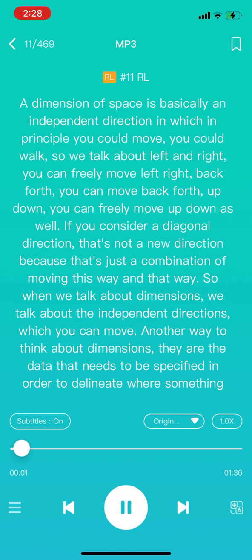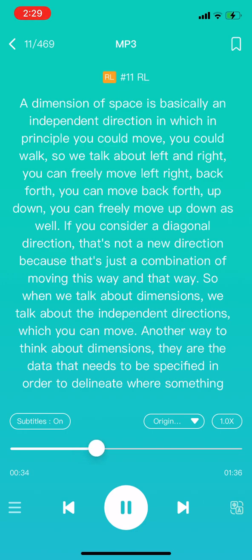A dimension of space is basically an independent direction in which, in principle, you could move, you could walk. So when we talk about left-right, you can freely move left-right. Back-forth, you can freely move back-forth. And up-down, you can freely move up-down as well. If you consider a diagonal direction, that's not a new dimension because that's just a combination of moving this way and that way. So when we talk about dimensions, we're talking about the independent directions in which you can move.